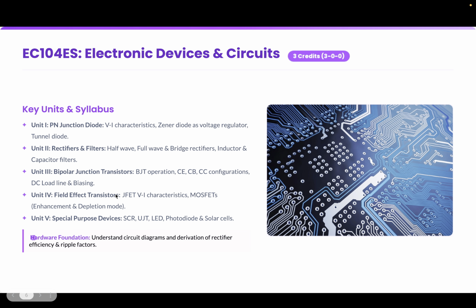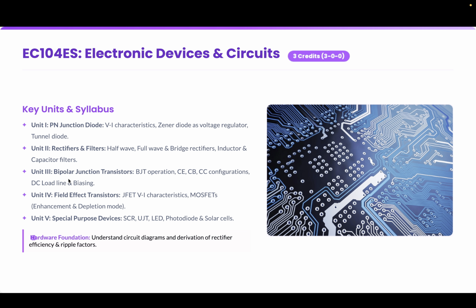And if we come to the fourth subject, we have Electronic Devices and Circuits, which we call EDC, and the subject code is EC104ES, and it contains 3 credits. The key units and syllabus are: in unit number 1, you will be dealing with the PN junction diode, where you will be studying VI characteristics, Zener diode as voltage regulator, and tunnel diode. In unit number 2, you will be learning rectifiers and filters, where half wave, full wave, and bridge rectifiers, and inductor and capacitor filters are your topics.